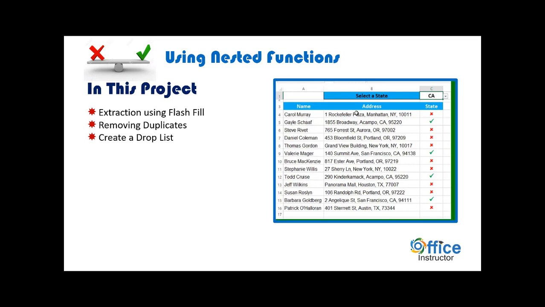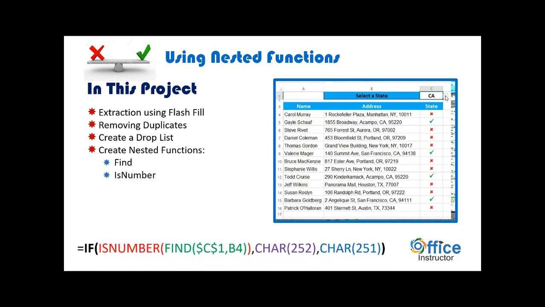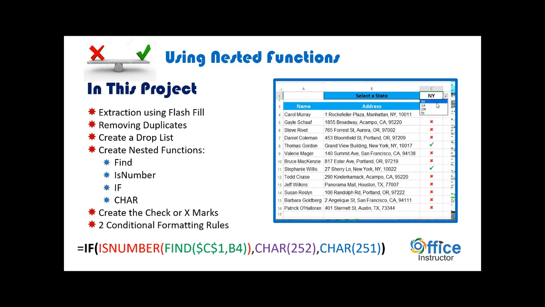Then we'll create a nested function using the find function, isNumber, if function, and a character function using ASCII codes. We'll then change the result of the function to a check mark or an X mark and apply two conditional formatting rules. Let's build our project from the ground up in Excel.